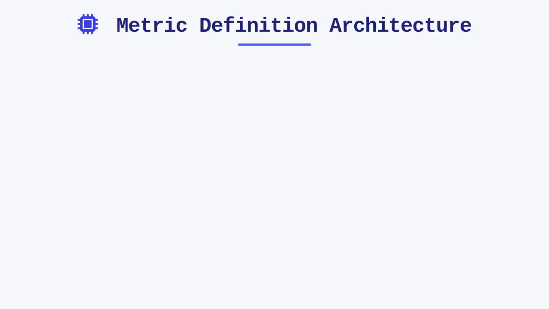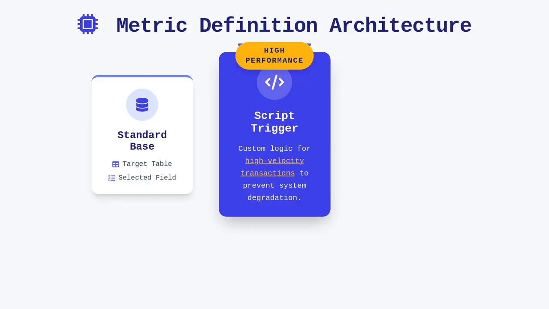The architecture of these definitions relies on a script trigger parameter, which controls the conditions under which a metric is calculated. When you define a metric, you specify a table and a field, but the real power lies in the script-based approach to value extraction. If you rely on standard field-to-field tracking, you gain basic duration data, but high-velocity transactional tables, such as those housing high volumes of vulnerable items, often require custom logic to prevent performance degradation.